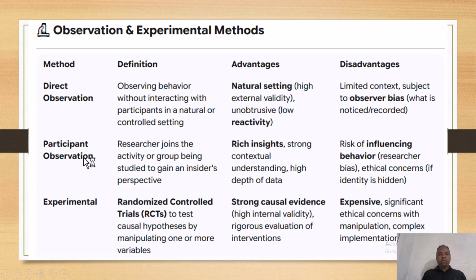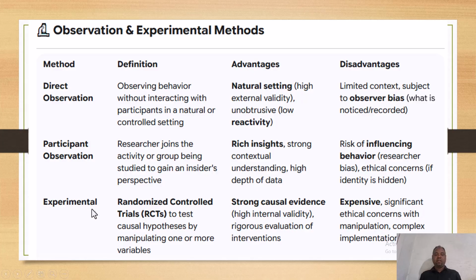The second tool or method is participant observation. In this, researchers join the activity or group being studied to gain an insider's perspective, right? As the name indicates, this is participant, where it allows the researcher to participate in the group being studied, through which we can obtain rich insights, strong contextual understanding, and high depth of data. The disadvantages are the risk of influencing behavior, researcher bias, and ethical concerns that may come across here.